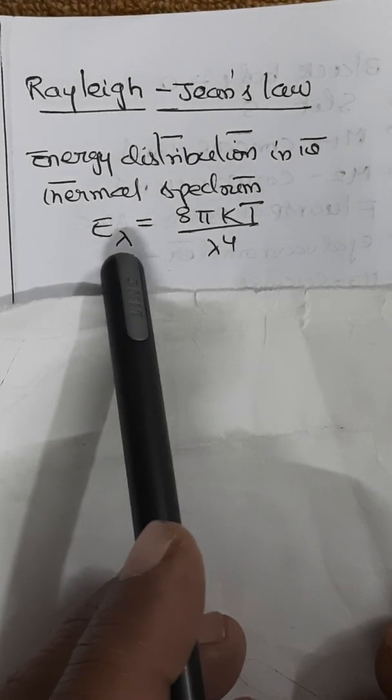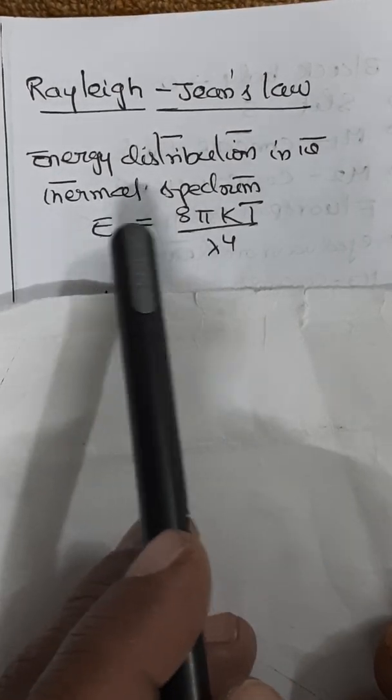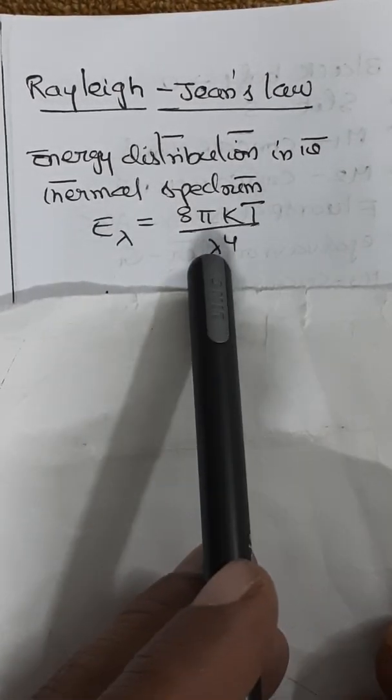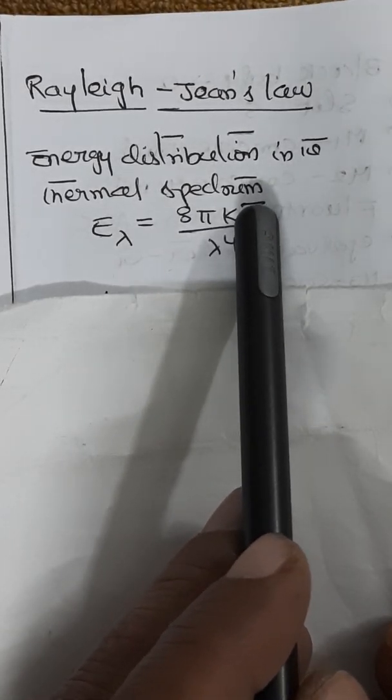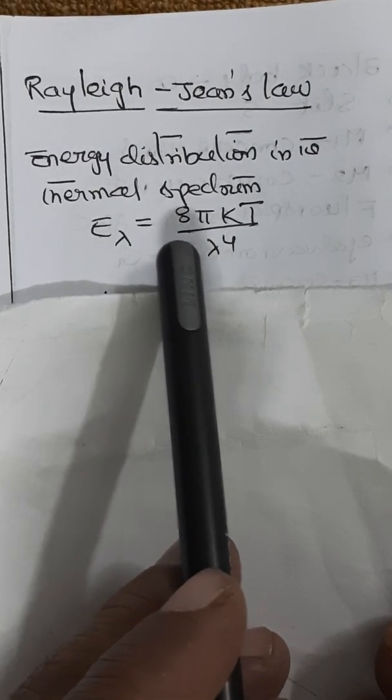So let us recollect yet another thermal radiation law, known as Rayleigh-Jeans law. This gives the formula for energy distribution in the thermal spectrum. According to Rayleigh-Jeans law, the energy distribution is given by this equation: E lambda is equal to 8 pi kT by lambda power 4, where k is the Boltzmann constant, T is the absolute temperature, and lambda is the wavelength. This is about Rayleigh-Jeans law.